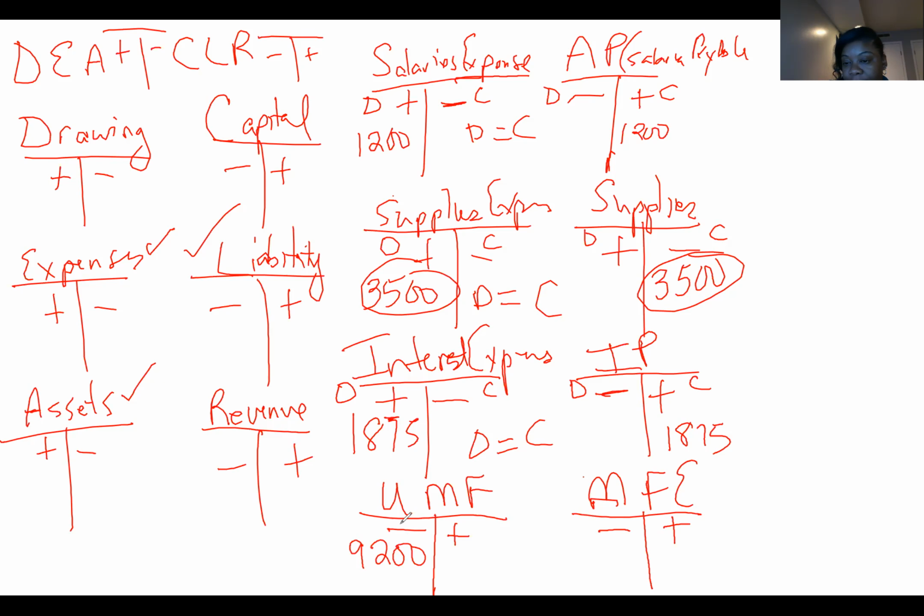Make sense? Yes. And MFE is a revenue account. Do we want our revenue account to go up or go down? Up. Yep. Because we didn't show the revenue before, and now we want it to show. So it's going to go from 0 to 9,200. So we're going to put the 9,200 on this side. And now this is a debit, this is a credit, this is a debit, this is a credit. Now my debits equal my credits. So my debit is going to be UMF, and my credit is going to be MFE. So let's do a journal entry.